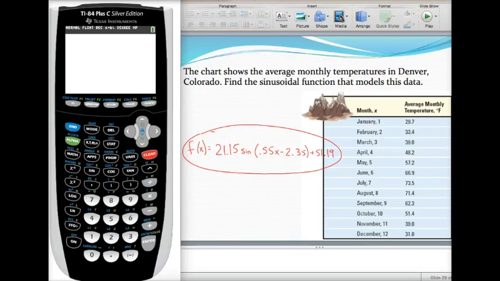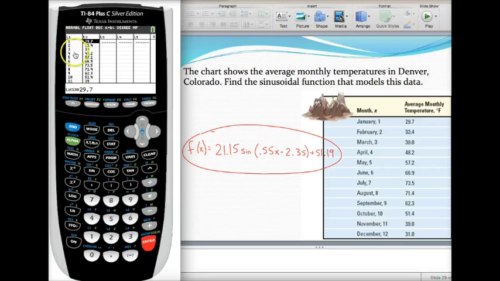In order to perform a sinusoidal regression, we're going to have to start by inputting our data into our calculator. So this is done the same way we've always done if you remember how to do it. Otherwise, I'll show you real quick how to do that. Go ahead and on your calculator, press the Stat button and then select Edit.